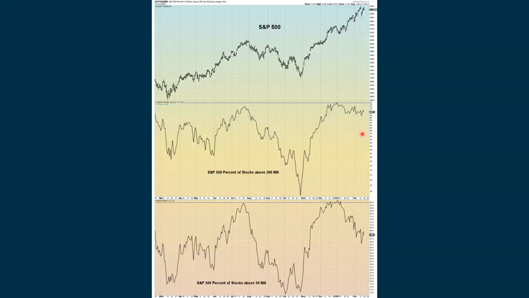Also, we are seeing a longer-term negative divergence. This is a study in the top area of the S&P 500 stocks that are above their 200-day moving average. Down below, it's those stocks above their 50-day moving average. And we've been going up with the S&P. This has been trailing off. That's a negative divergence, both above and below. So that's another warning sign.